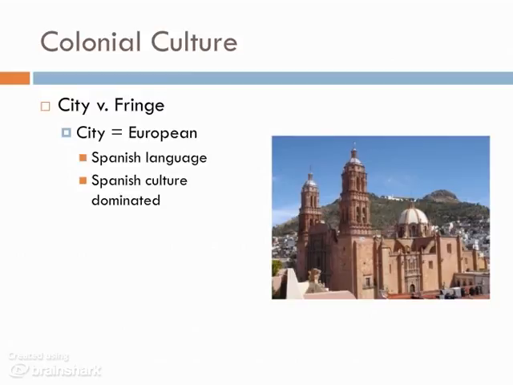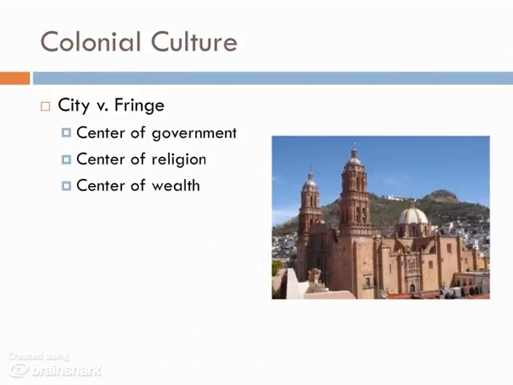The reason that the cities were the center of Spanish culture should come as no surprise. The city was where power lay. It was the center of government. The Viceroy might live there, or government officials. It was also the seat of religion. Where power took root, wealth was not far behind. The wealthiest individuals in Spanish America lived in its largest cities.